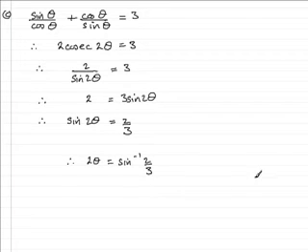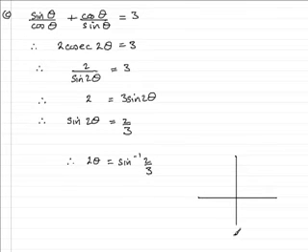Now at this point I would want to draw the quadrant diagram, so I'm just going to draw that in here on the right hand side so that I can find all the values of theta in the range that I'm asked for. And that range is that theta had to be between 0 and 360 degrees.